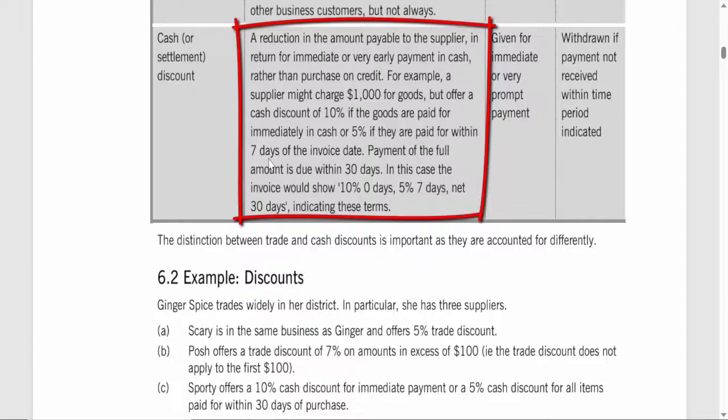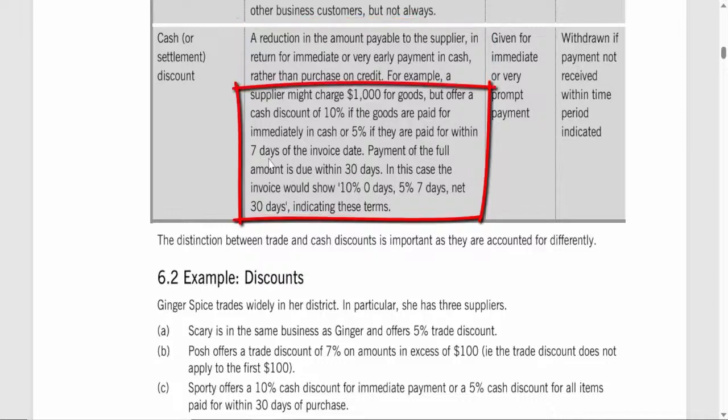Example of cash discount terms. Suppose a supplier charges $1,000 for goods and offers a cash discount with these terms. 10% discount for immediate payment, meaning payment on the day of the invoice. 5% discount if payment is made within 7 days of the invoice date. No discount if paid after 30 days. Instead, the full amount is due within 30 days.